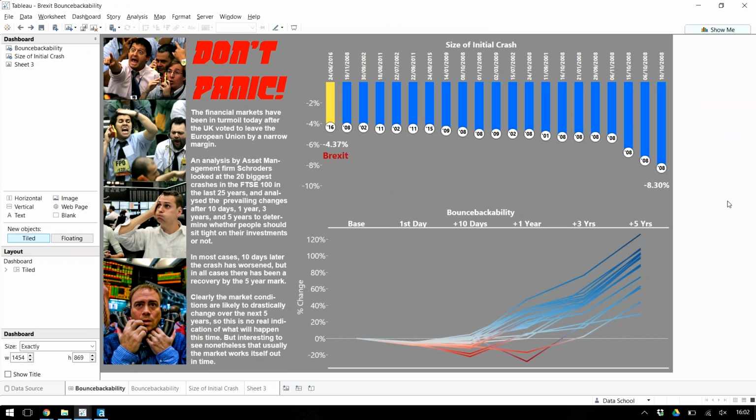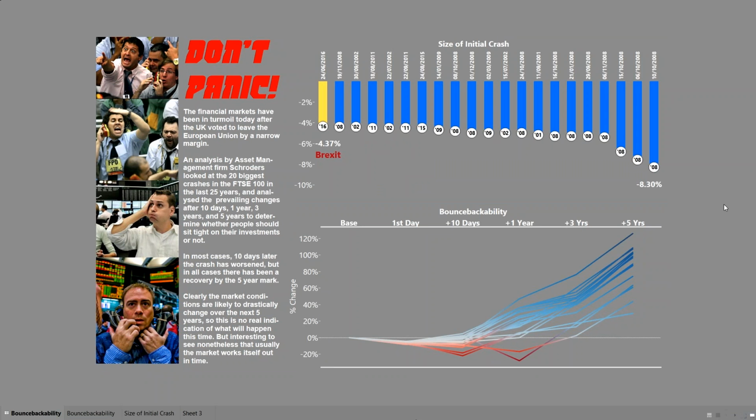So yeah, I've gone for a quite horrible Excel color palette here, not really intentional, that's just the way it turned out. So the point of their analysis was that for all of the biggest crashes, eventually the market has bounced back. It might not have been in 10 days, it might not have been in a year, but certainly by 5 years, the FTSE 100 has bounced back eventually. And it was an article on the Telegraph Money website, just trying to say that don't start short selling all your stock because it creates mass panic in the market. And the point is, it's a dumb thing to do because it'll probably bounce back.